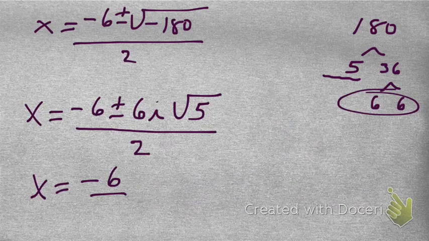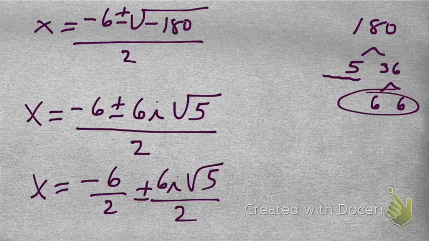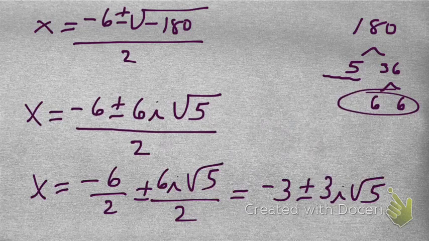All terms in the numerator share that same denominator. Let's reduce it. 6 over 2 is 3. Do it again. Okay, we have 2 answers. They are imaginary. Negative 3 plus 3i square root of 5 and negative 3 minus 3i square root of 5.